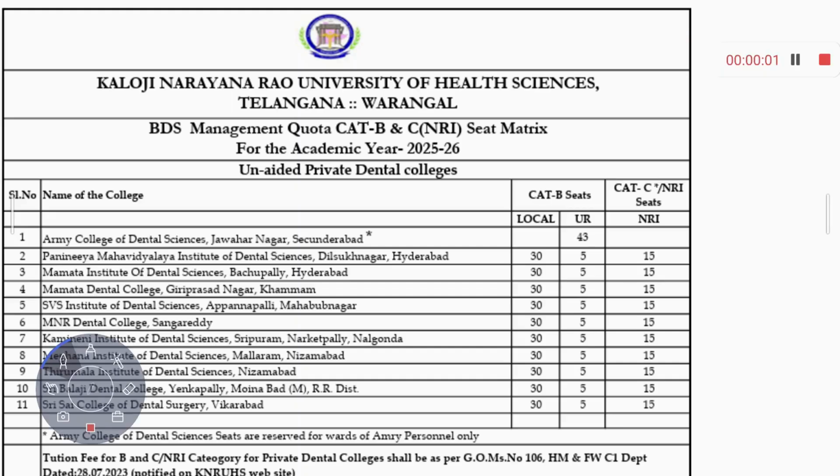If you see the dental seats, because in most places you have only 100 seats, the local category seats will be 30 and 5 seats are there for the outsiders. But in the case of the Army Dental College, what we are seeing here is that the seats are mainly for non-local, but reserved for army personnel only.